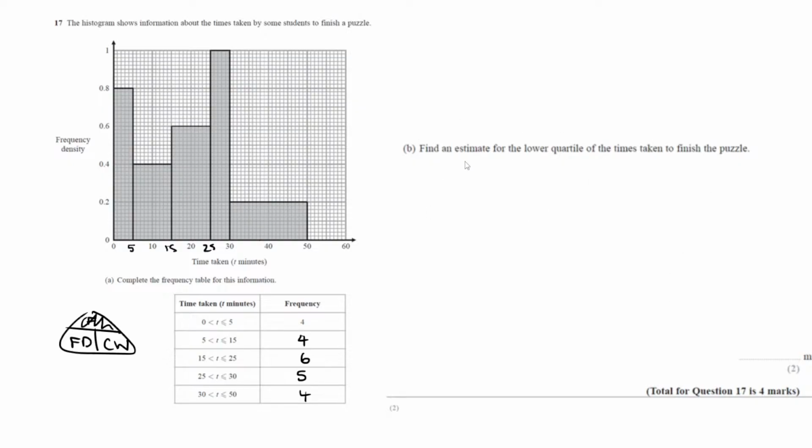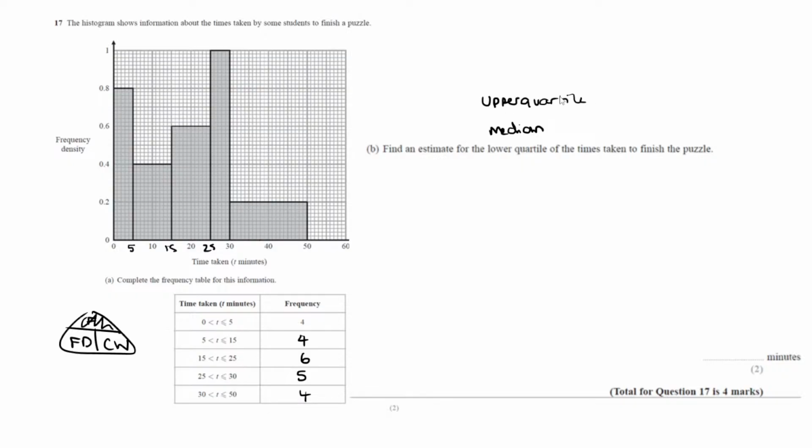And then this is the bit I wanted to show you. In this particular case, they've asked us to find an estimate for the lower quartile. I'm going to show you the lower quartile, but the method is pretty much the same for the median or the upper quartile as well. So it's all 3 in 1, really. It just depends, the starting point is different because it's lower quartile, median, or upper quartile.